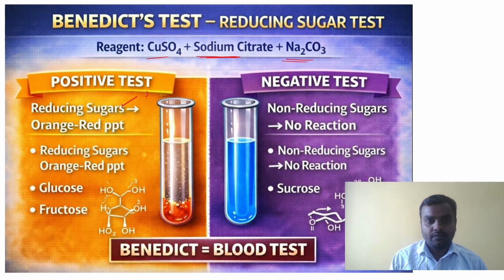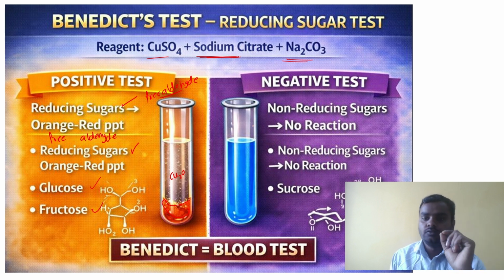Reducing sugars, what happens? They have a free aldehyde group in a sugar molecule or any carbohydrate. If a free aldehyde is there, it will give this test. Free aldehyde groups will give the test. What kind of precipitate? A red precipitate will form again, because of Cu2O, cuprous oxide solid. It will give the test for reducing sugars, glucose and fructose, right?